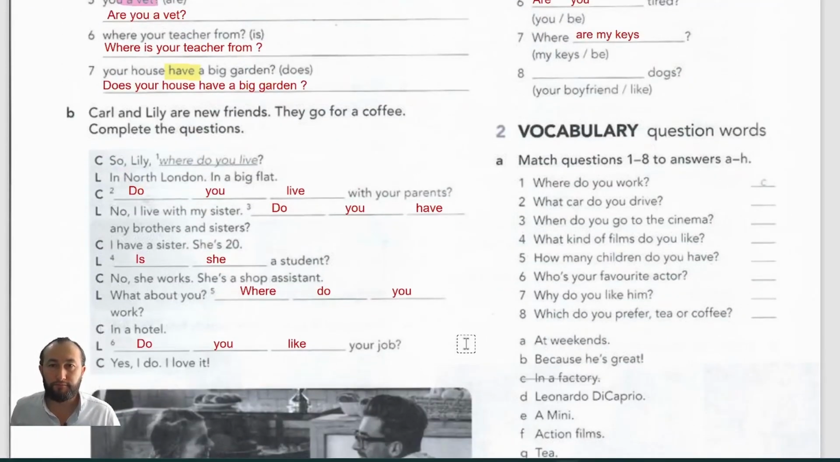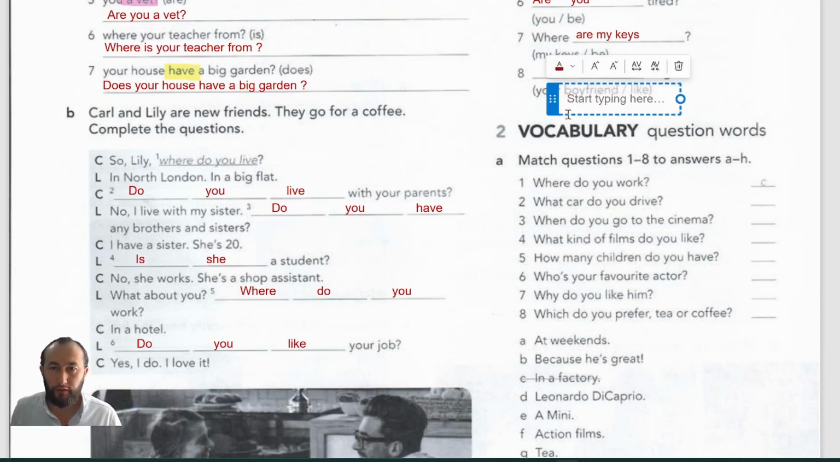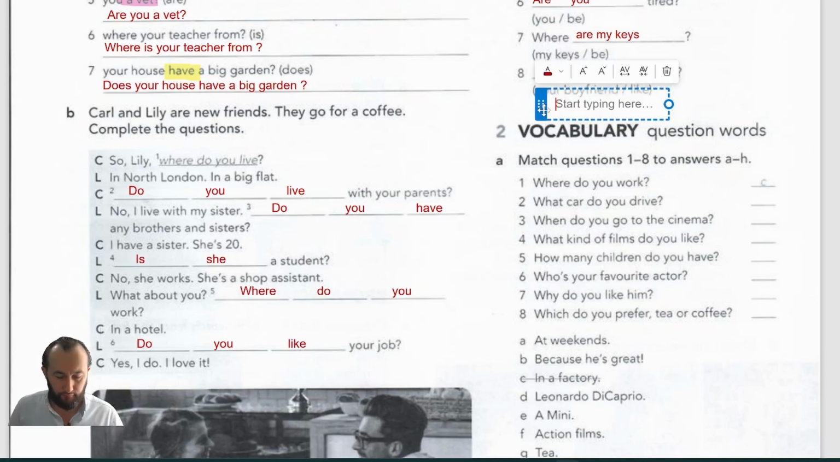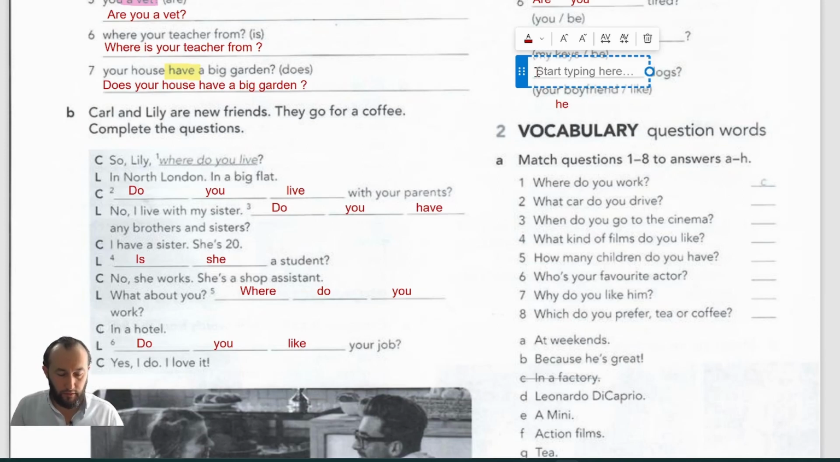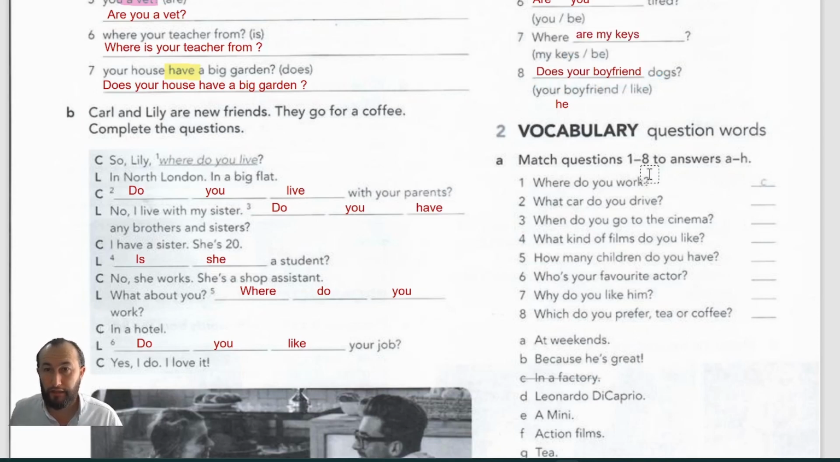And number 8, dogs your friend like. So your boyfriend, so your boyfriend is he, right? Your boyfriend is he, guys. So if it's he, so we say does. Does your boyfriend like dogs? Does your boyfriend like dogs?